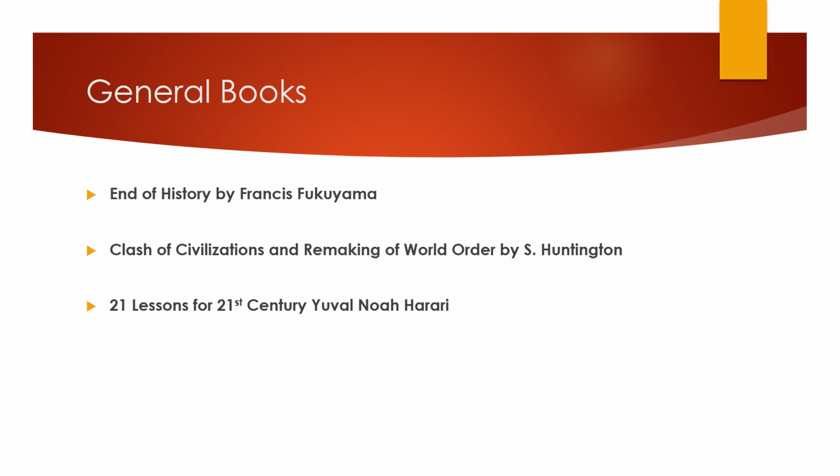In the end, I would like to recommend some general books. End of History by Francis Fukuyama. Clash of Civilizations and Remaking of World Order by Samuel Huntington. And 21 Lessons for the 21st Century by Yuval Noah Harari. So these books are just suggestions, okay? You should do your own proper homework and then select these books.